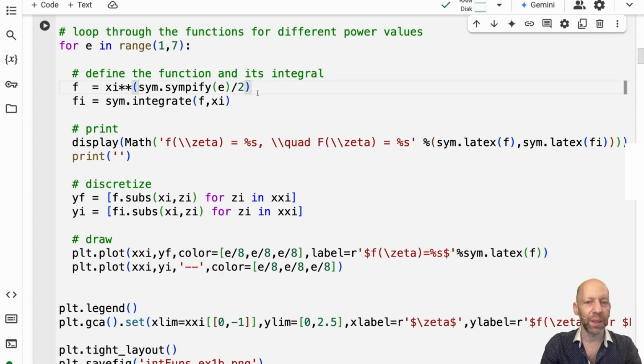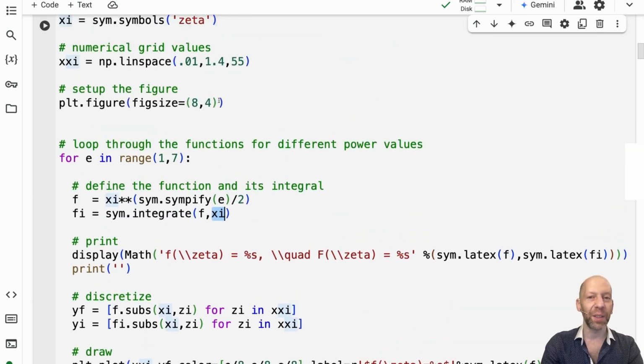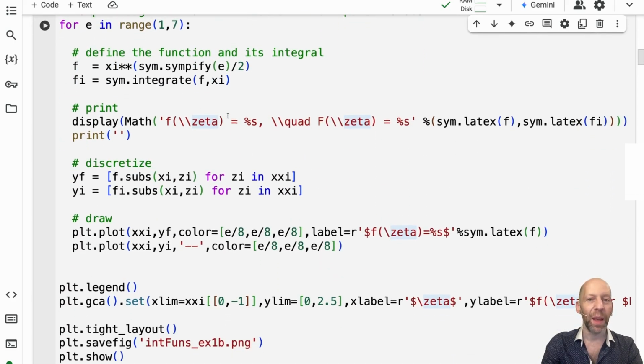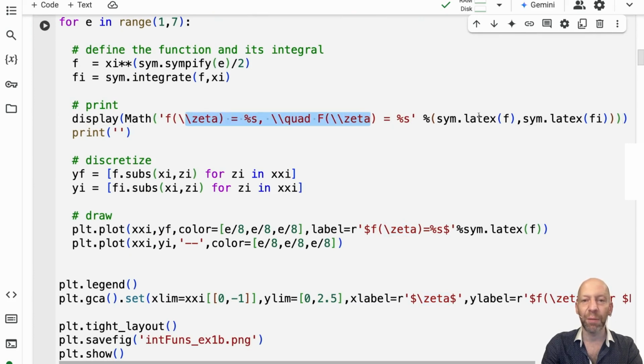Okay, I think the rest of this code is fairly straightforward. Here I'm integrating this function according to this variable. So we are integrating with respect to Python variable xi, but that actually corresponds to symbolic variable zeta. Okay, then here I am printing out the function and its integral.